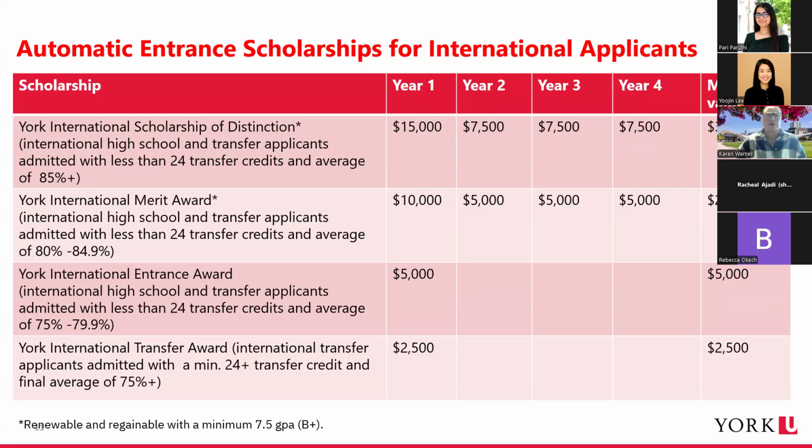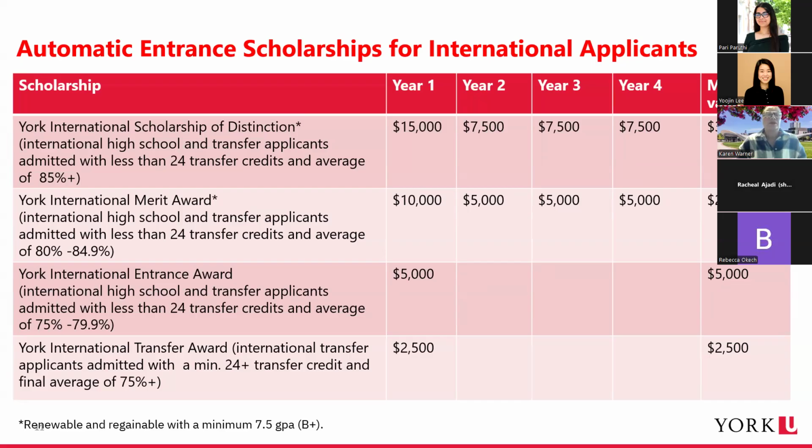And then those scholarships are going to renew at half the value that you got in your first year, but they are renewable for years 2, 3, and 4. You do need to maintain a 7.5 GPA, which is a B plus average, to be able to renew, and continued full-time enrollment. And that renewability will happen automatically. You don't need to do anything. At the end of the study period in the summer, typically, we will assess whether students have qualified for the renewability.